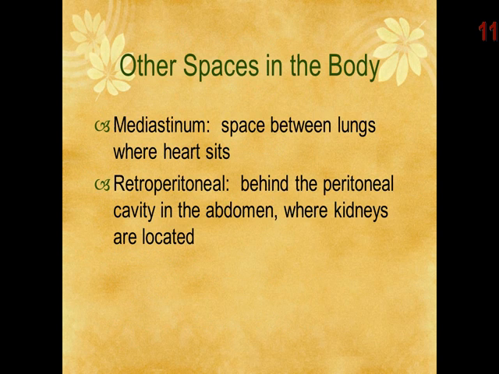Additional spaces referred to include the mediastinum, which is the space between the lungs where the heart and its vessels sit. Retroperitoneal refers to the space behind the peritoneal cavity in the abdomen. If you were to imagine an animal carcass being cleaned out by a hunter with all of the organs removed, what you would see is the peritoneal cavity. The kidneys are described as retroperitoneal because they sit posterior to that membrane lining the cavity.